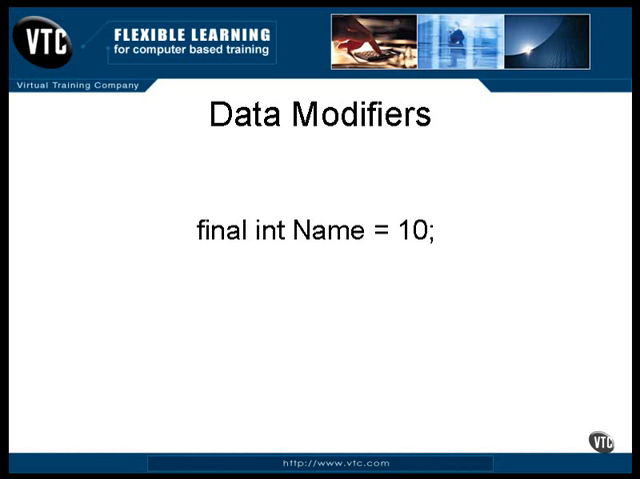When you declare a variable as final, its value can never be changed. When you declare a data item as final, you must supply an initial value with it because that value cannot be changed later. It is now a constant.